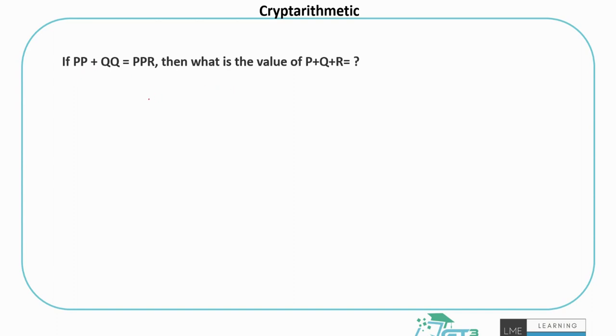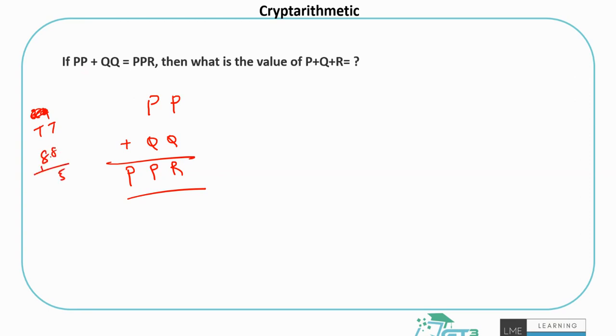Now when they say PP plus QQ is equal to PPR, you have to imagine it like this: P P plus Q Q is equal to P P R. Like a 2-digit number and another 2-digit number are added, and the outcome is a 3-digit number. Let's take a random example like 77 plus 88. I get 8 plus 7 is 15, then 7 plus 8 is 15 plus 1 is 16, then 165, something like this. Something like saying PP plus QQ comes out to be something, but here they give PPR.